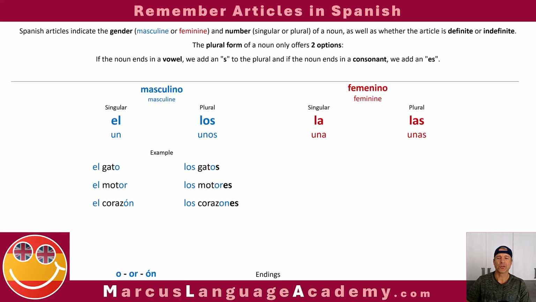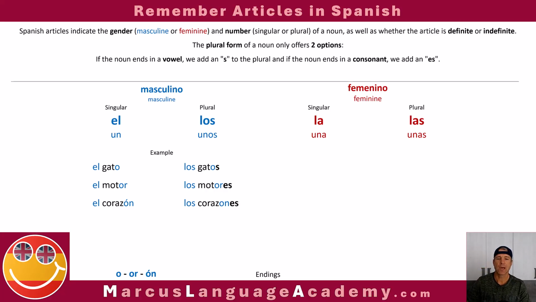El corazón or los corazones. Here it's the heart, okay. It ends in ON, be careful. In singular we have an accent over the O. In plural we don't have it, okay. If you need to understand why, you can check out again my video about Spanish pronunciation and accents.